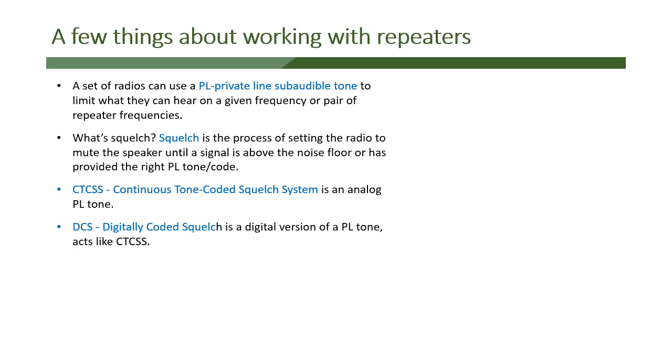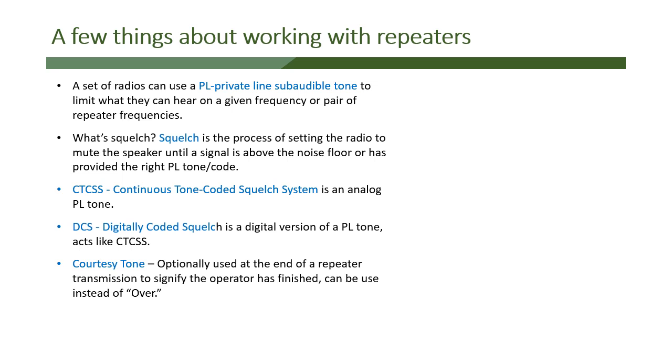DCS is digitally coded squelch. It's a digital version of the PL tone, and acts very much like CTCSS. And then oftentimes you might hear a courtesy tone on a repeater, which is optionally used at the end of a repeater transmission to signify the operator is finished, and can be used instead of "over."